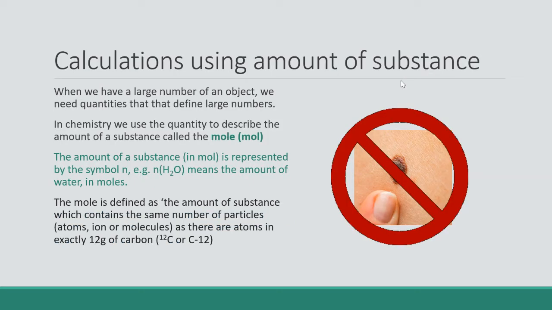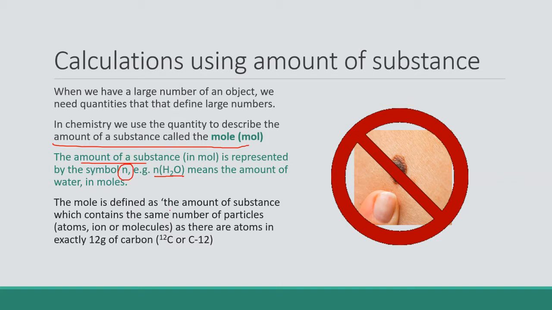So when we have a large number of an object, we need quantities that define large numbers. In chemistry, we use the quantity called the mole to describe the amount of a substance. Not this kind of mole, but the number of a substance. The amount of a substance in moles is represented by the symbol lowercase n. For example, n(H2O) means the amount of water in moles, the amount of water molecules.